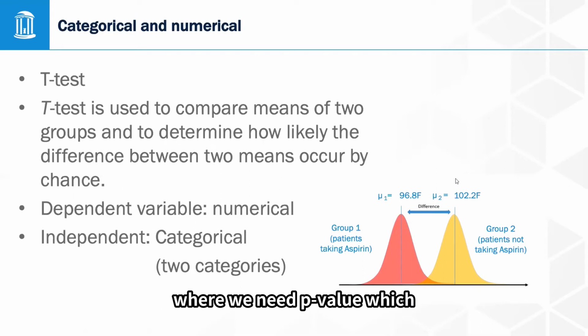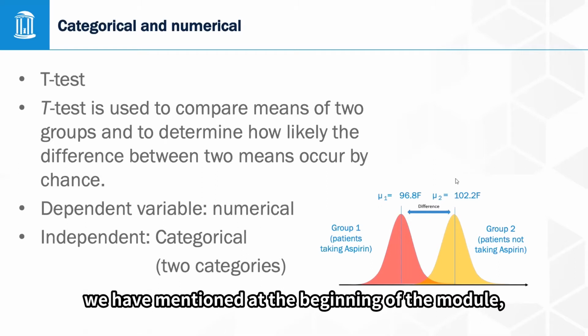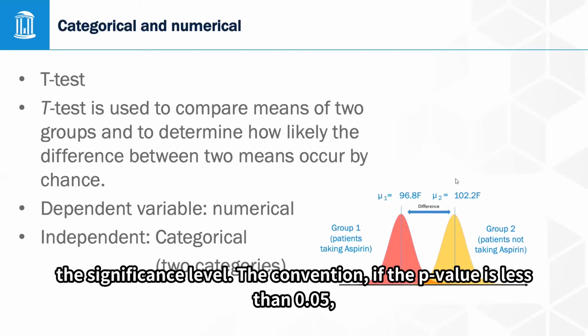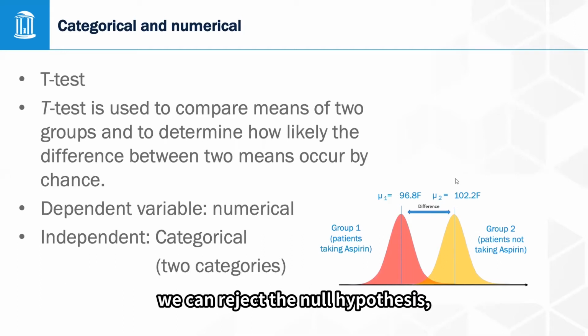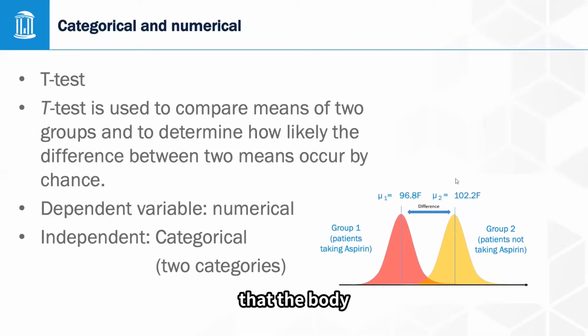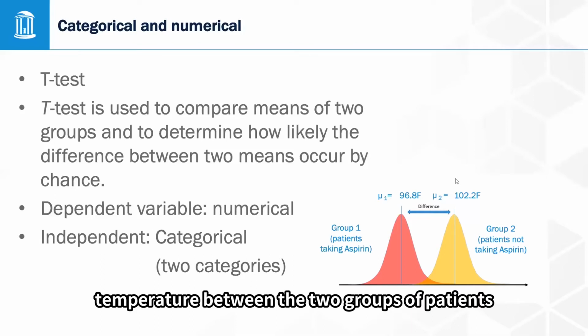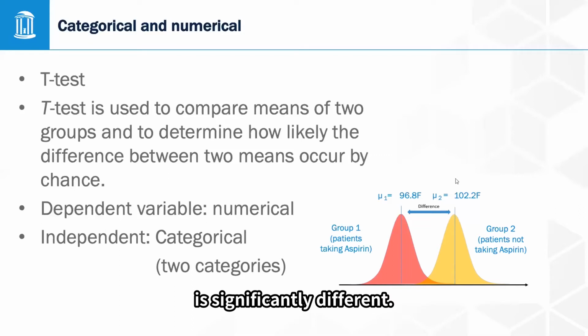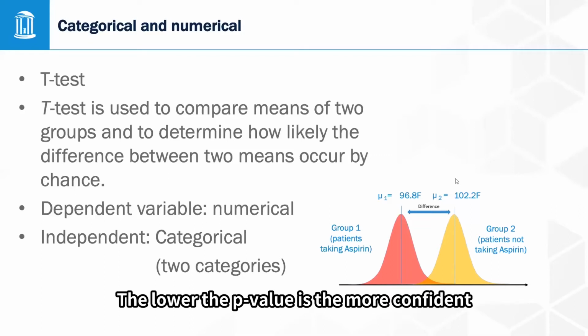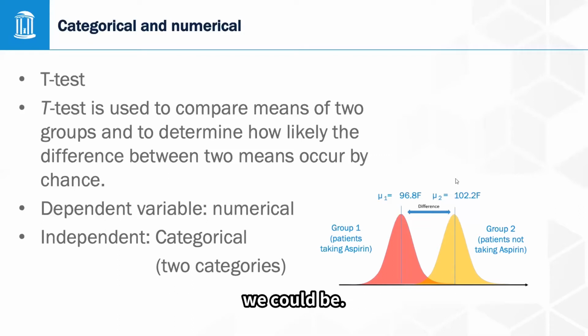That's where we need the p-value, the significance level, which we mentioned at the beginning of the module. By convention, if the p-value is less than 0.05, we can reject the null hypothesis and be confident to say that the body temperature between the two groups of patients is significantly different. The lower the p-value is, the more confident we could be.